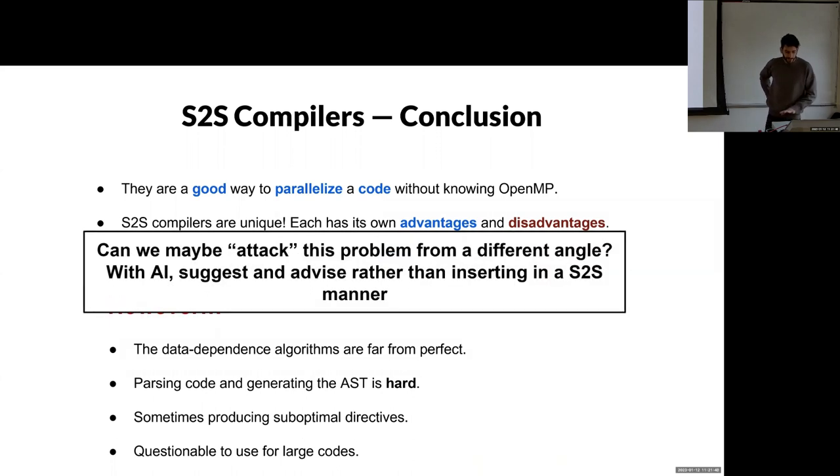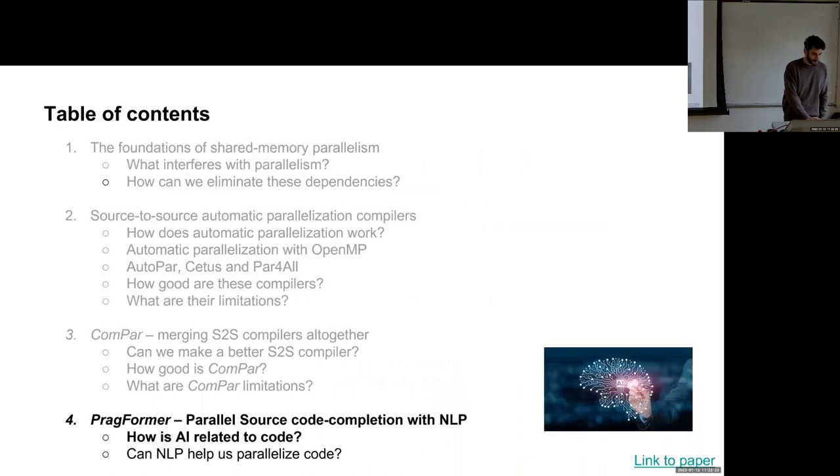So after our extended work on source-to-source compilers, we thought maybe we can attack this problem from a different perspective. Maybe we can use some AI tool that will suggest and advise the developer, who should be familiar with OpenMP, instead of inserting it straightforwardly. Meaning, you can imagine a tool that will say, hey, do you want to insert a directive here? I found that in some percentage, you could parallelize this loop.